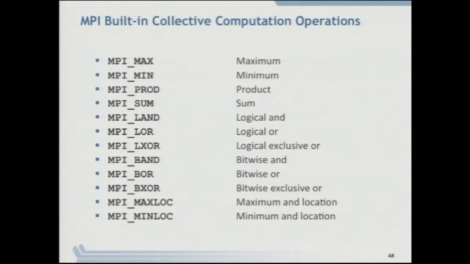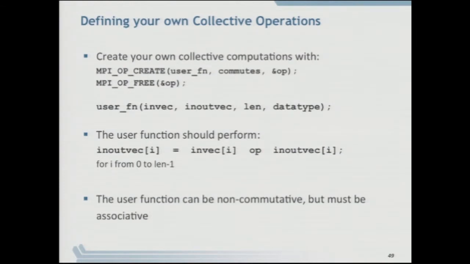There's also one called MAXLOC and MINLOC, where you can not only find the maximum value, but you can find where that maximum value is located. So if you want to find out, say, which rank has the maximum value, there's a way to do that using MAXLOC and MINLOC. So these are all already defined in MPI, but you may want to do your own, you may want to do something slightly different. It doesn't have to be something very crazy.